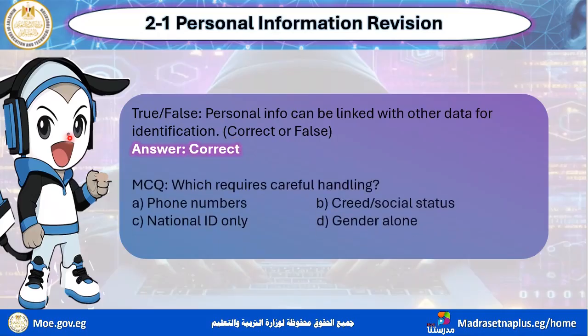An MCQ question. Which requires careful handling: phone numbers, creed or social status, national ID only, or gender alone? Well, the thing that requires careful handling, of course, is creed or social status.